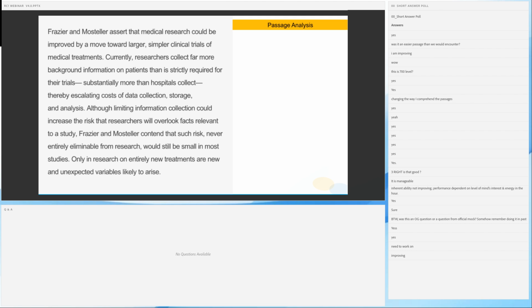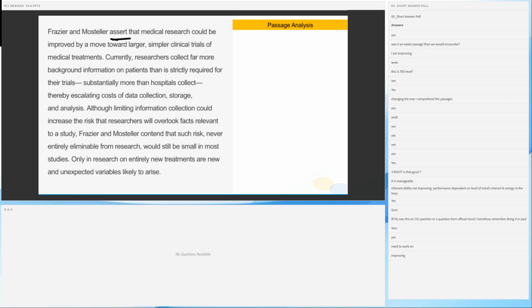Let me hide palette. Yes. So let's start with this. Frazier and Mosteller, the German names. I'm not going to worry about pronouncing them. F&M assert.